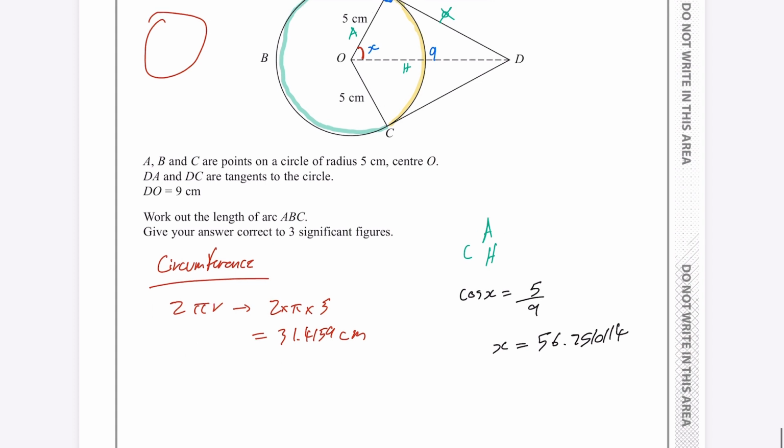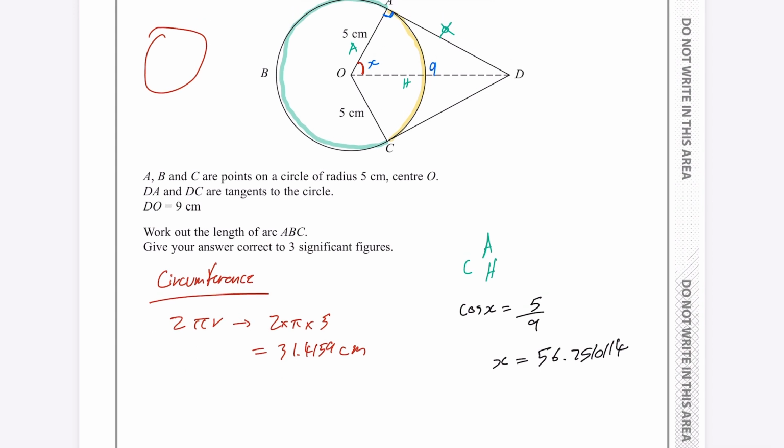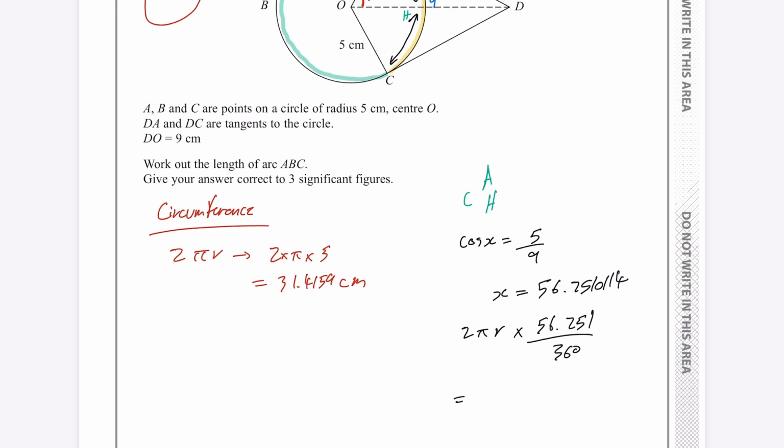And then to work out the length of the arc, we can just do 2 pi r, but it's not the full circle this time. It's going to be 56.251 divided by 360, and that will give you just this bit here, this arc length. We'll then times that by 2, and that will give us both of these. So that equals 4.9088. If I now times that by 2, that gives me 9.82.